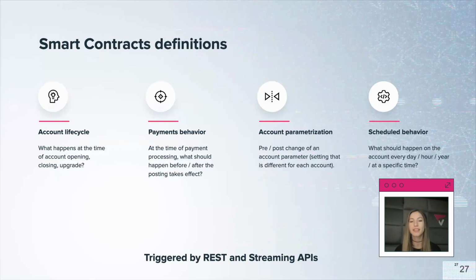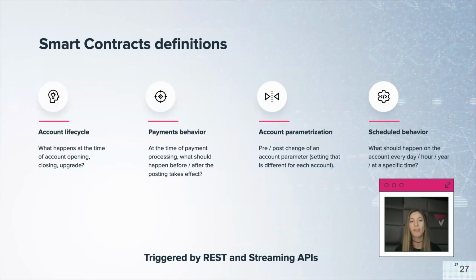Then the second area of behavior that we can define is what should happen when there is a payment on the account, which already was showcased on the slide before on the screenshot as well. So that means that I can even evaluate if I want to accept or reject the payment, or if there are some additional actions that I want to take immediately after a new payment is accepted. I can also define this logic with the smart contracts.